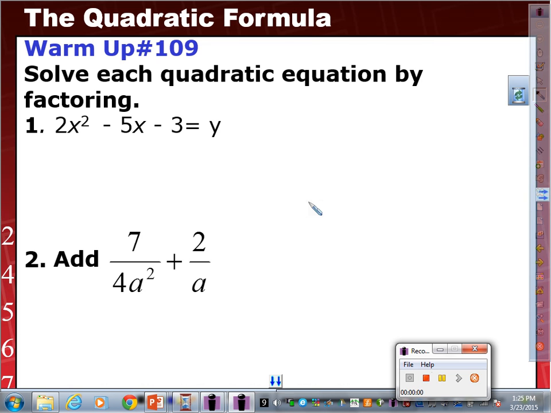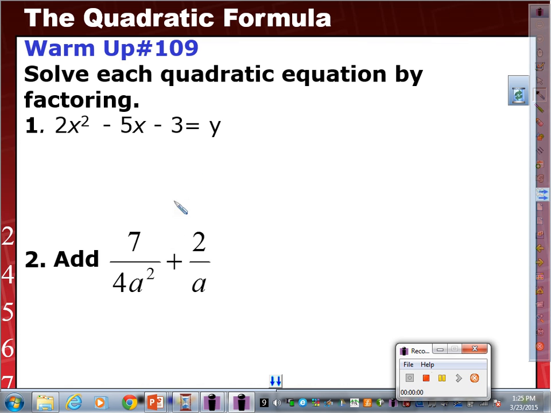The warm-up for today only has two problems. Warm-up 109, the first one, is solve the quadratic equation by factoring. Hopefully you already started, or at least you're done. The question was, do I need to graph it? Yes. I said from this point forward, any quadratic equation that we're solving, we need to graph.